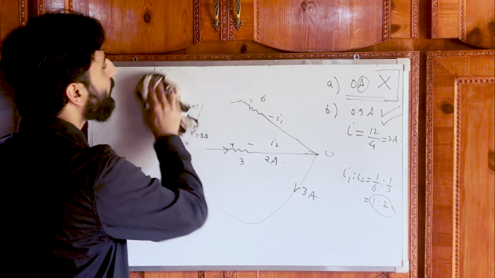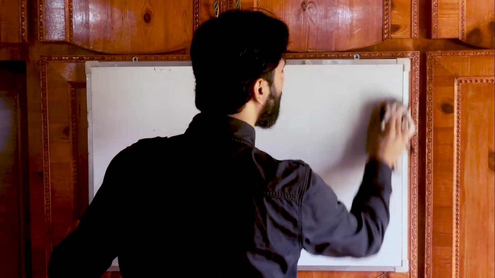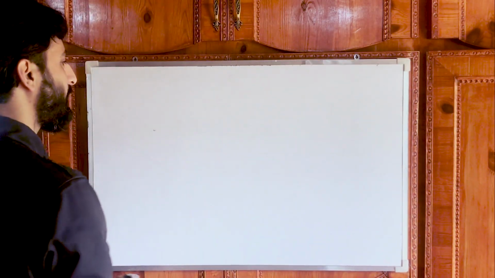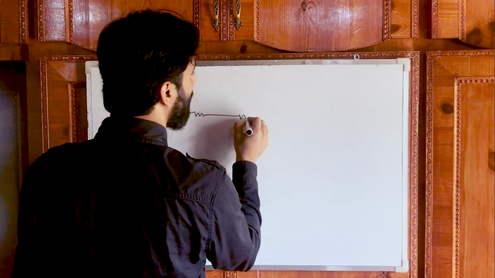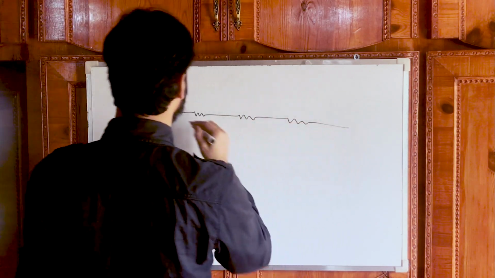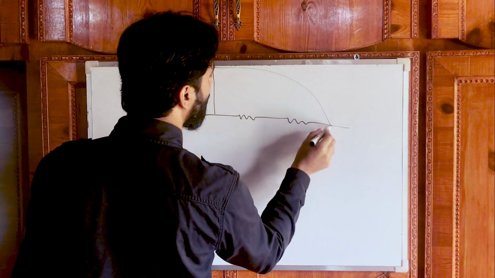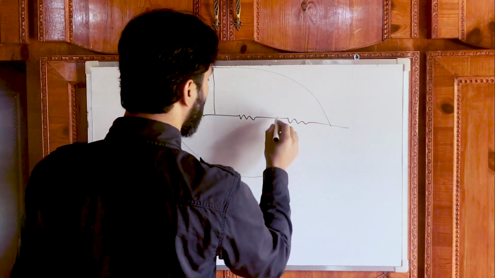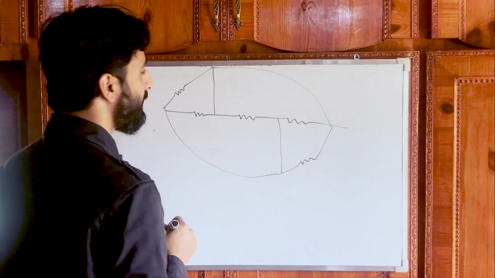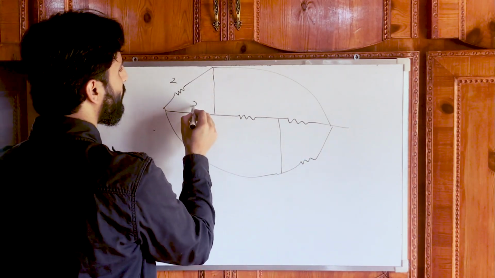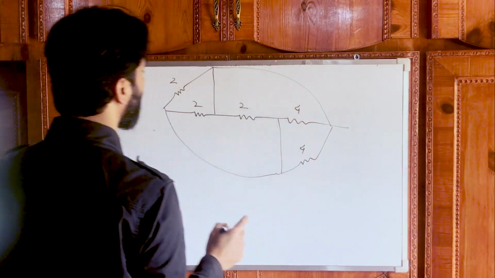We will go for one more question on this topic. Let's suppose we have a condition like this. So this is 2, 2, 2, 4, 4.